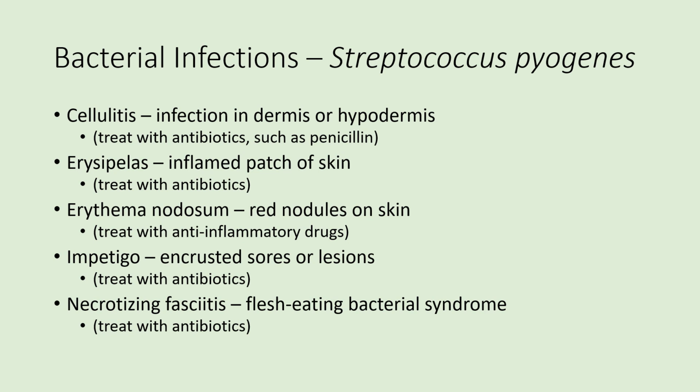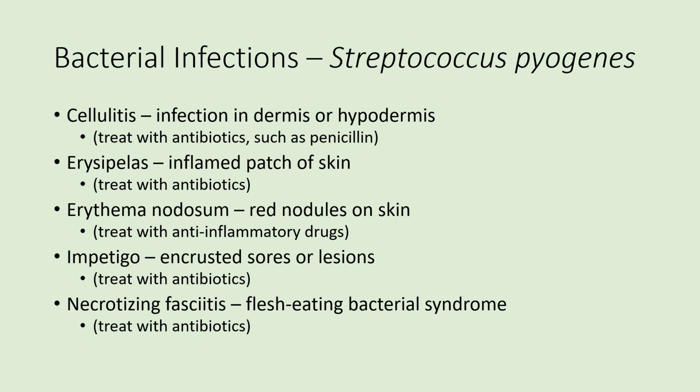So what is Streptococcus pyogenes that you just saw on the previous slide? What does it cause? It can cause cellulitis, which is an infection in the dermis or the hypodermis, so not on the outermost layer, but deeper than that. You can treat that with antibiotics. You can use penicillin with streptococcal infections. You can have erysipelas, which is inflamed patches on the skin. You can treat that with antibiotics. Erythema nodosum, little red nodules on the skin. You can treat that with anti-inflammatory drugs. Impetigo, those encrusted sores or lesions, you can treat that with antibiotics.